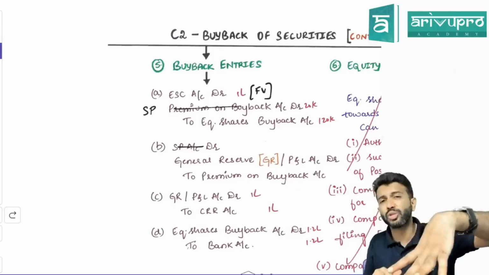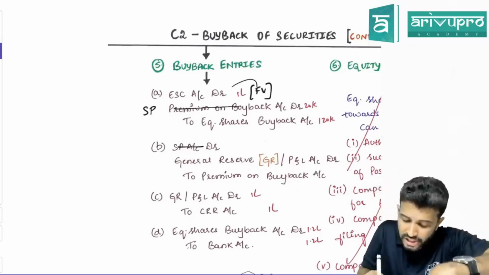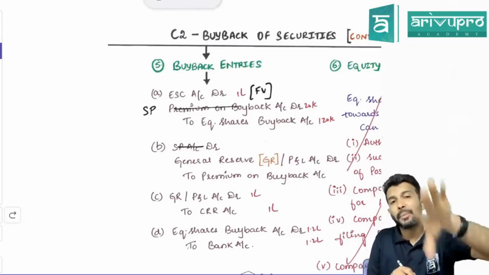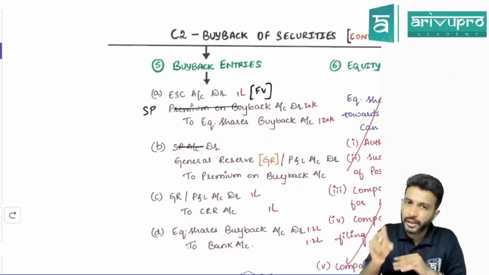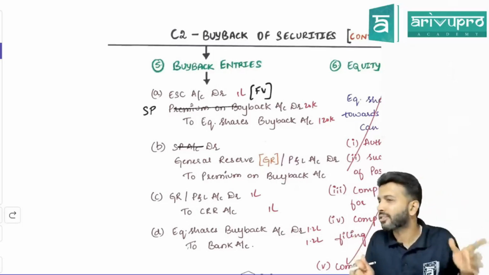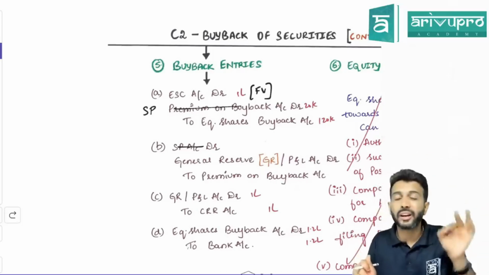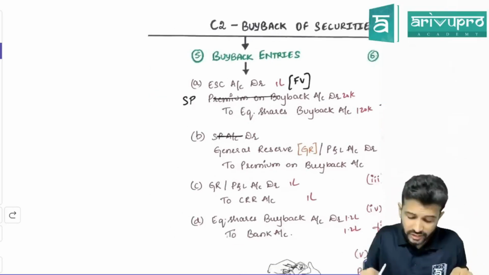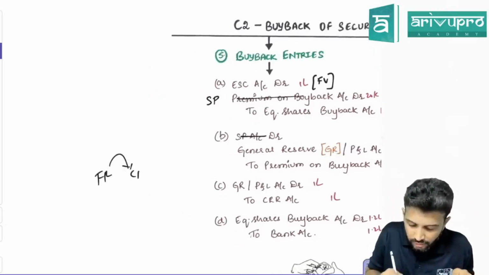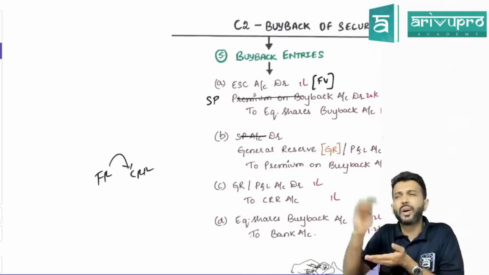Whenever share capital reduces, that means there is a gap in capital to the extent of 1 lakh. This gap, can we keep it or we need to fill it up? Fill it up. How do we fill it up? By creating one reserve called CRR, Capital Redemption Reserve. And CRR is always created from free reserve. And free reserve being general reserve or P&L.